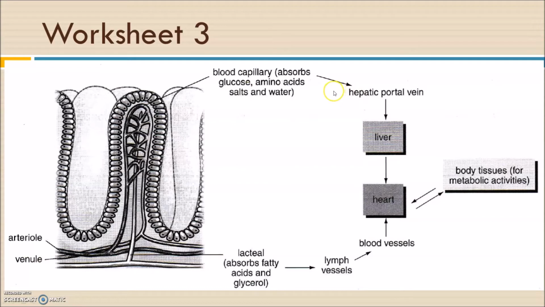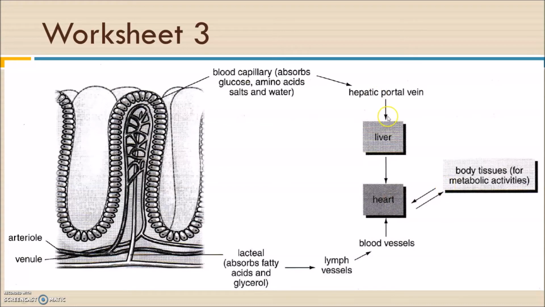So the water-soluble substances will be carried by the blood, and through the hepatic portal vein go to the liver first, and then go back to the heart. And the fat-soluble substances will go to the lymph vessel, and then to the blood vessel, and then they will also go back to the blood circulation later on. So finally, the blood will carry all types of food substances to our body parts.